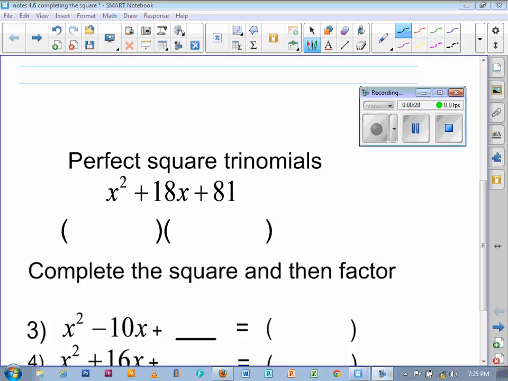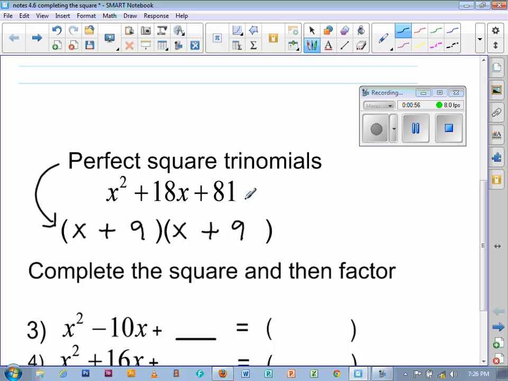If you were to factor this, I think most of you are aware how to factor, hopefully. You would take x, put x there and there. Factors of 81 would be 9. And if we put plus 9 here and plus 9 here, you'll notice that that does work, because 9 times 9 is 81 and 9 plus 9 is 18. This is what we consider a perfect square trinomial simply because the binomials are exactly the same.